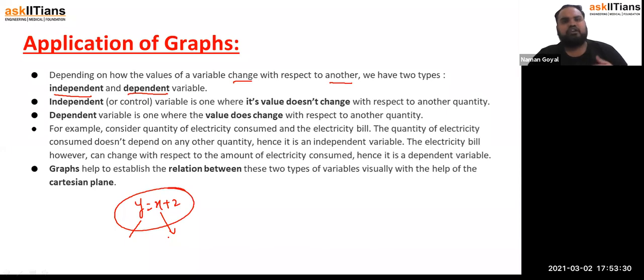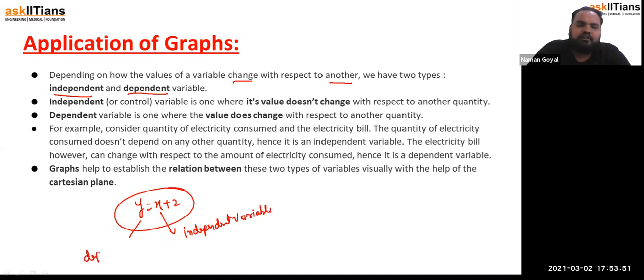So x we are going to take from our side. With respect to that x, y changes its values, right? So y depends on x, but x is independent. So in this we can say that x is what? Independent variable, and y is what? Dependent variable.